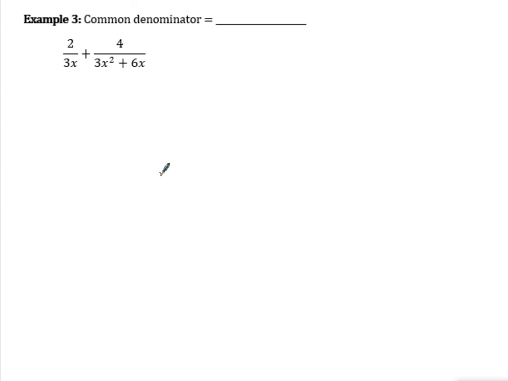Okay, so here we have example 3. So if you can factor the denominators, you should. All right, so like this one, 3x, I can't factor, but this denominator can be factored. So I'm going to leave 2 over 3x. Okay, and then over here, I can factor out a 3x. All right, and then I would be left with x plus 2. So my common denominator, they both have 3x, and so this one needs an x plus 2. So my common denominator is going to be 3x times x plus 2.